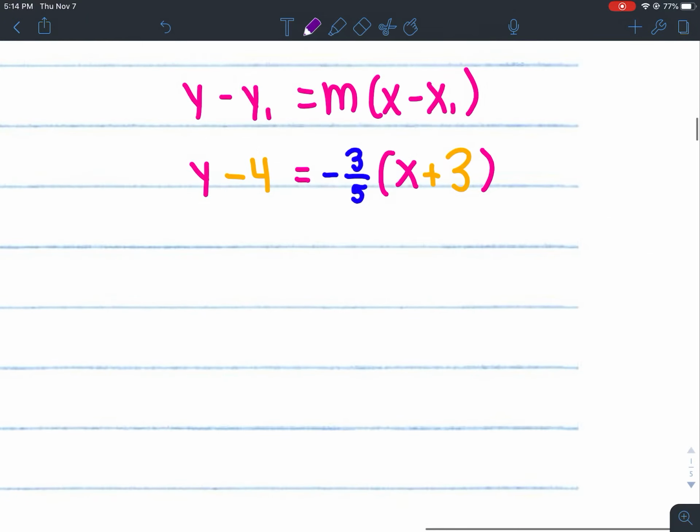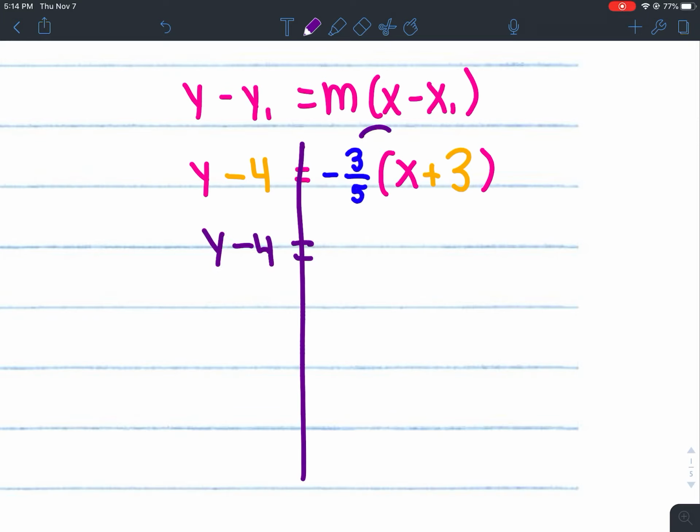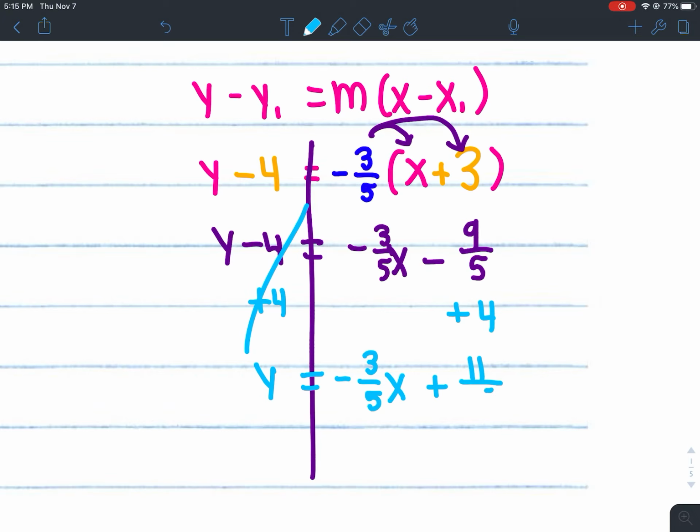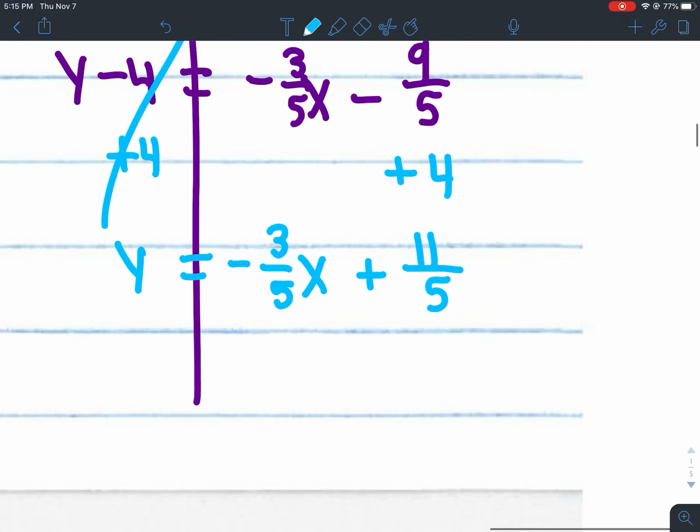Okay, once I get to this step, we want to get the y by itself, so let's distribute. So we have y minus 4 still here. Negative 3/5 times x is going to be negative 3/5 x. Negative 3/5 times 3 is going to be negative 9 over 5. Still trying to get y by itself, so we're going to add 4 to both sides. So y equals negative 3/5 x, and then negative 9 over 5 plus 4 is going to give me positive 11/5. And this is slope-intercept form: y equals mx plus b.